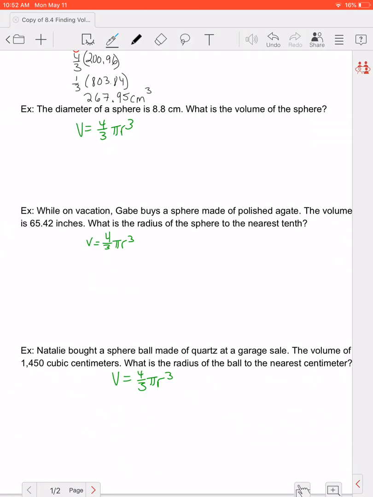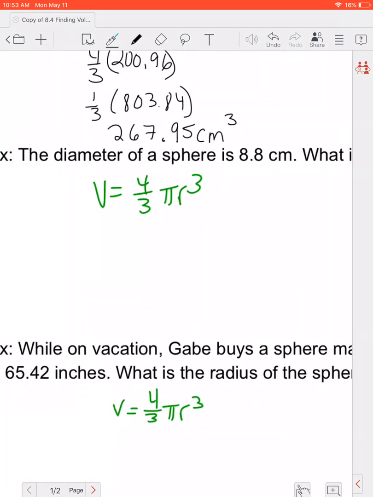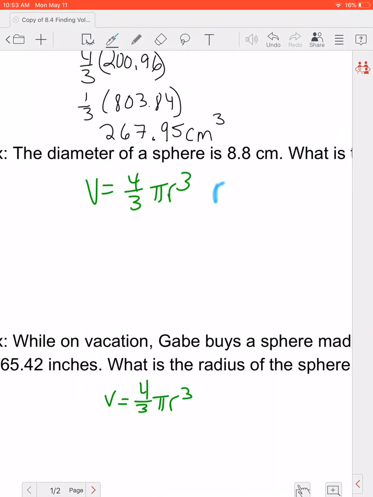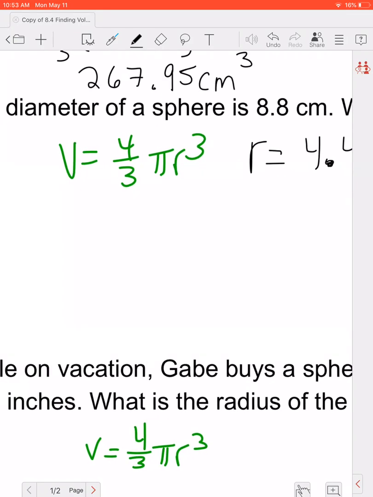So it says the diameter of a sphere is 8.8 centimeters. What is the volume of the sphere? Okay, so we have r is going to be what? In this case, we have the diameter, but we do not have the radius. So we just need to divide that by 2, and half of 8.8 is 4.4. And we're going to plug that into our formula.